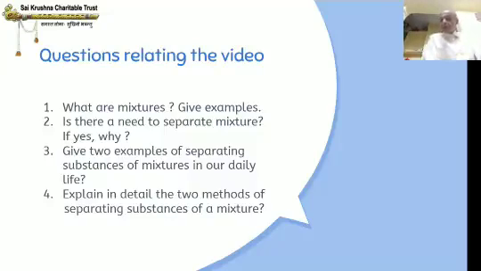Then third question, give 2 examples of separating substances of mixtures in our daily life. Any 2 examples you may give. And the fourth question is, explain in detail the 2 methods of separating substances of a mixture. Today we have discussed in detail the 2 methods of separating substances of a mixture. So what are those 2 methods? One is hand picking, the other one is threshing, isn't it? So now you have to elaborate on that.